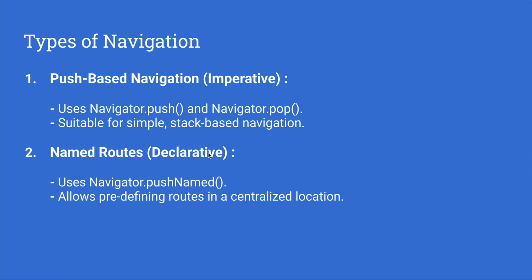Types of navigation: push-based navigation and named routes. Using push-based navigation, we use the navigator.push method and the navigator.pop method, which is suitable for simple stack-based navigation. And for named routes, we use navigator.pushNamed, which allows predefined routes in a centralized location.